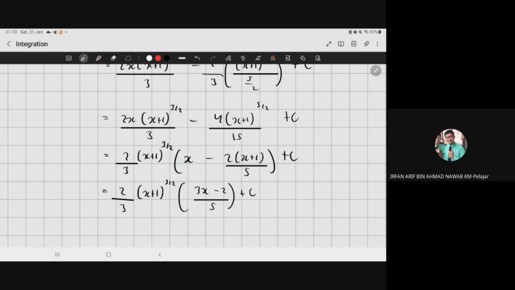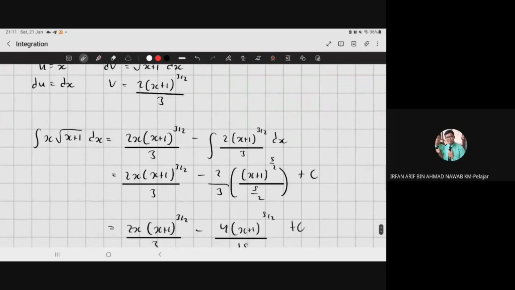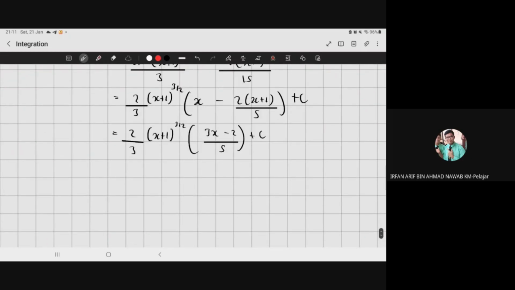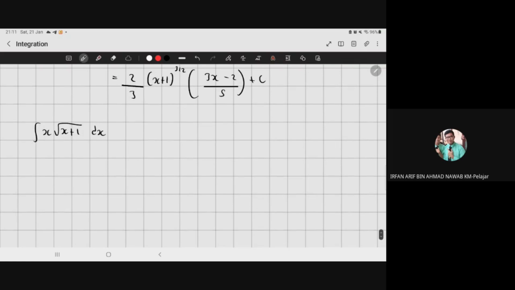Now the reason why I simplify it is because I want to compare by using the first technique of integration, which is use substitution. So this first part here is by using integration by part. How about if we use substitution? Now let us evaluate the integral yet again, but by using the first technique of integration, which is use substitution.